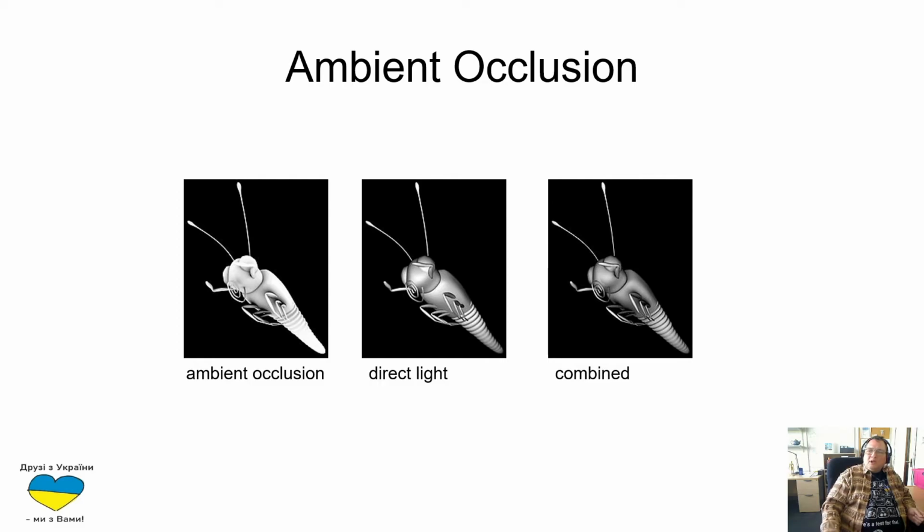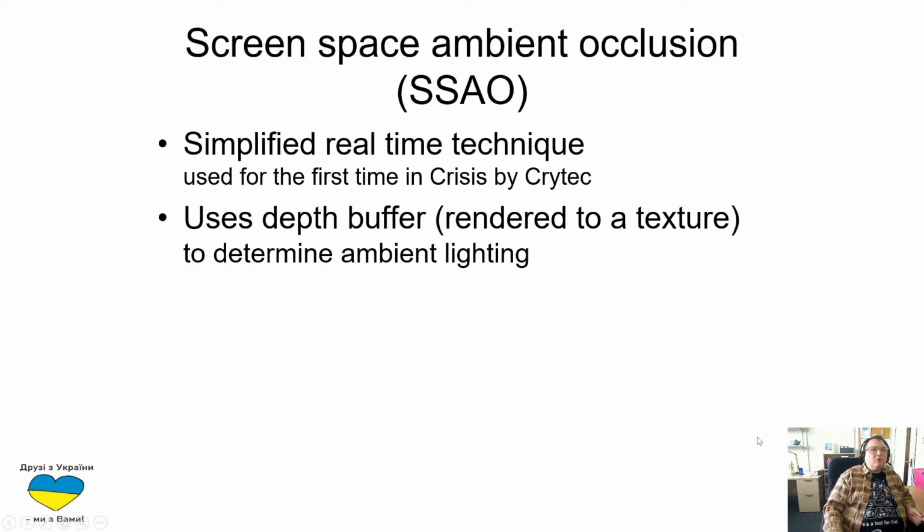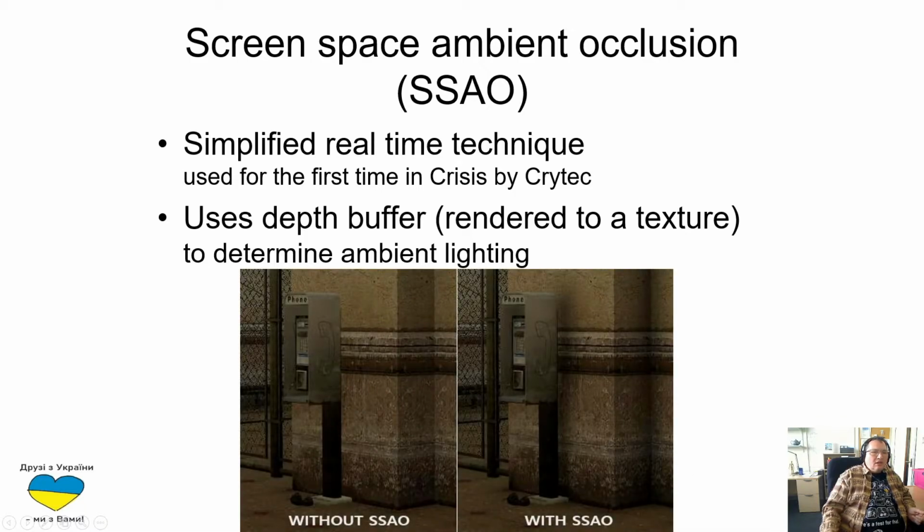Another technique of global illumination, still simplified but a little bit more advanced, is known as SSAO, Screen Space Ambient Occlusion, used for the first time in Crysis by Crytek quite a long time ago. This technique uses the depth buffer rendered to a texture to determine ambient lighting. The difference between using SSAO and not using it is in the picture.